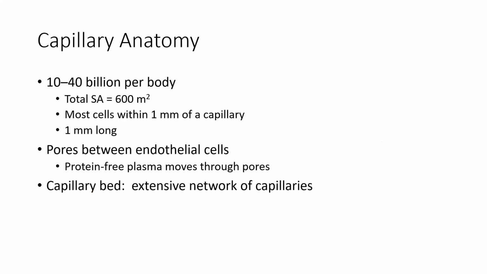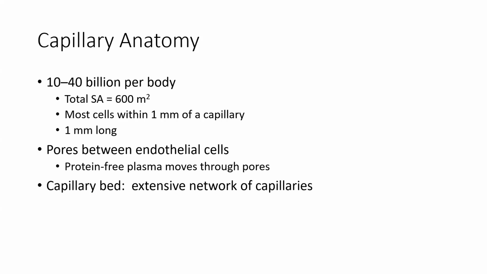Now there are 10 to 40 billion capillaries throughout the body, so lots and lots of capillaries. The total surface area is about 600 meters squared. So think about the size of a tennis court or so. Most of the cells within our body are really close to a capillary or capillary network, within 1 millimeter of a capillary or capillary network.